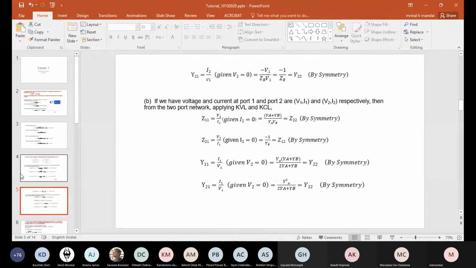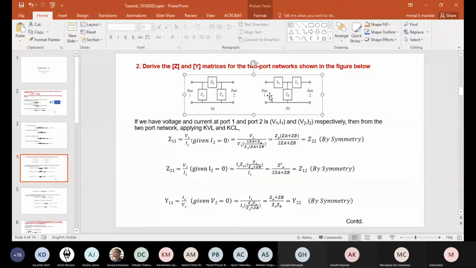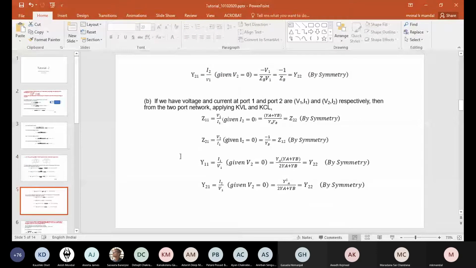Now, for the second circuit, this one, again the same approach. Z11 is V1 by I1 provided I2 equal to 0. So I1 flows through YA, then YB. No current through this second YA. Well, so similarly you can calculate Z21, Y11 and Y22. Okay, so just keep it open and short, straightforward. It becomes like a circuit theory problem.